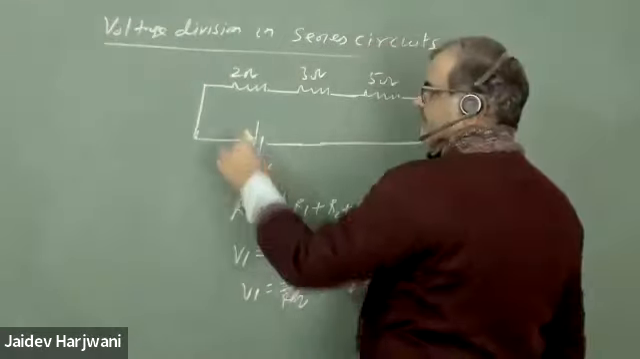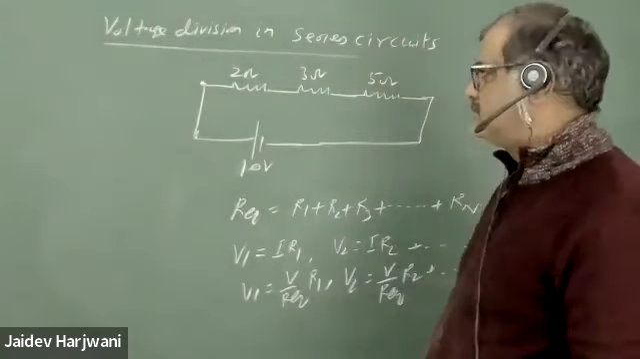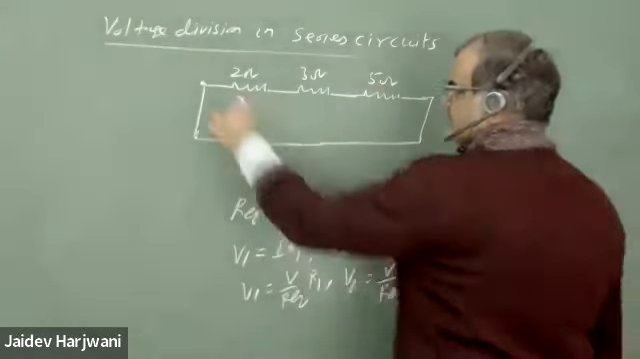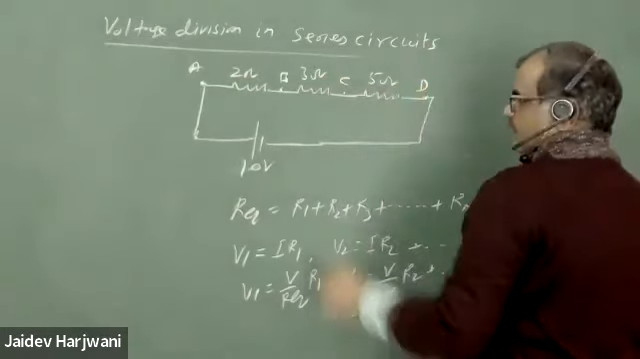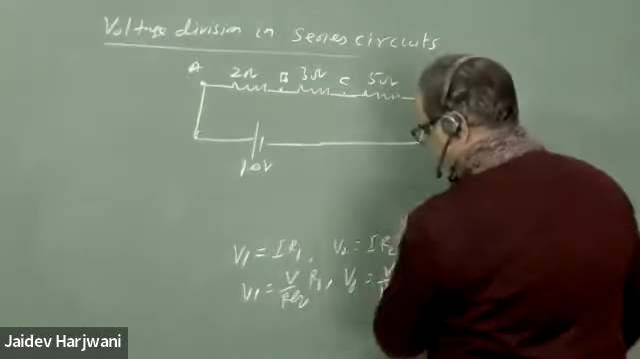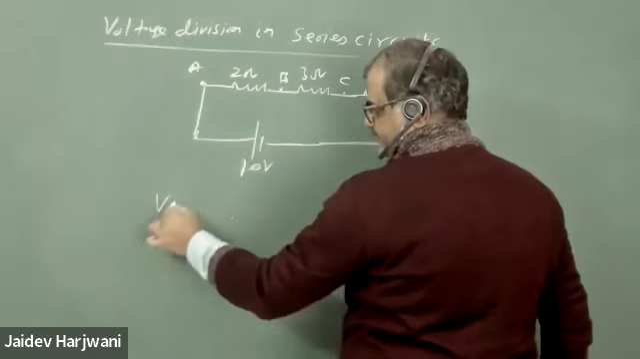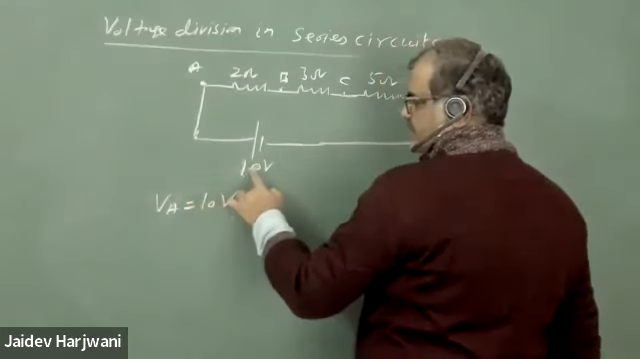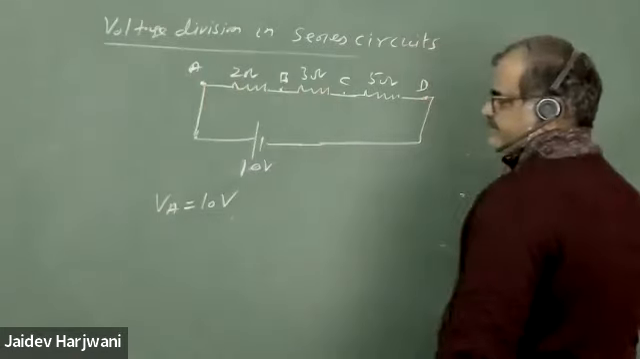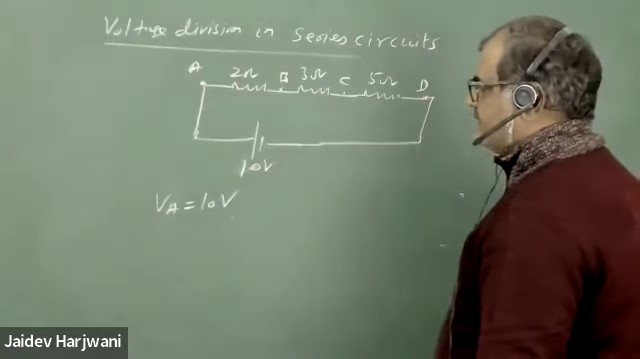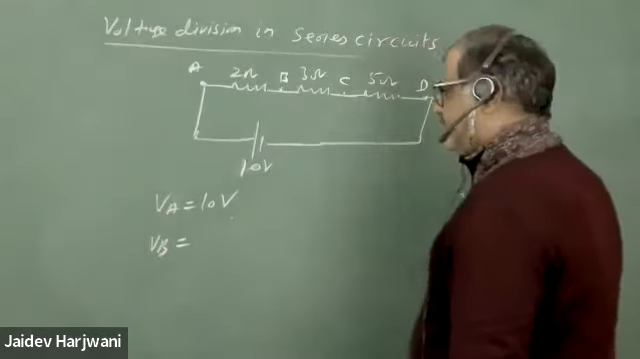Now can you tell me what is the voltage at this point? Say this is my A, say this is B, this is C, and this is D. So what is the voltage at point VA? Is it 10 volts, because this is directly connected to the 10 volt source? What is the voltage at B? 8 volt. Okay.